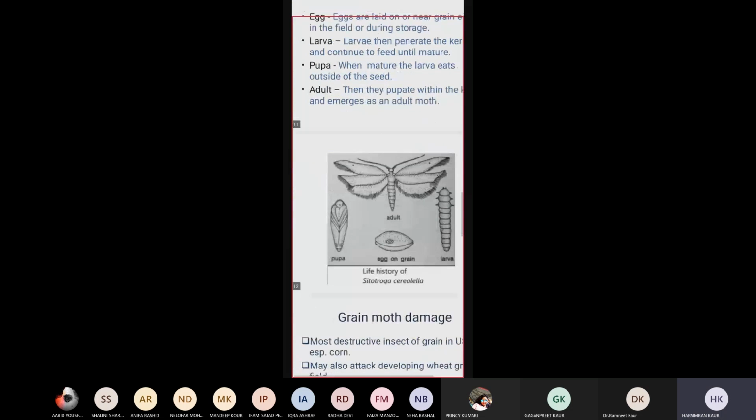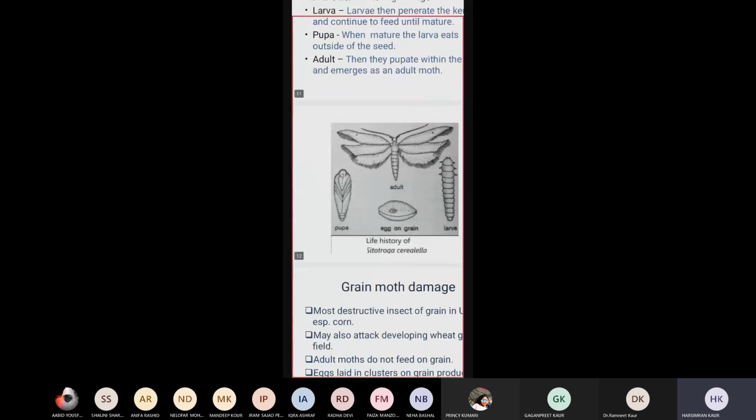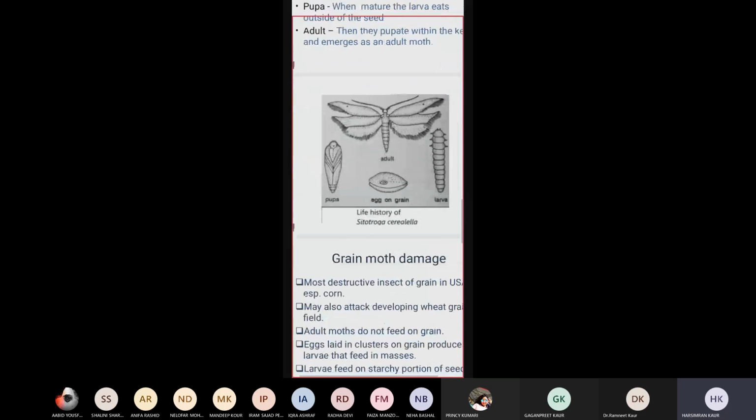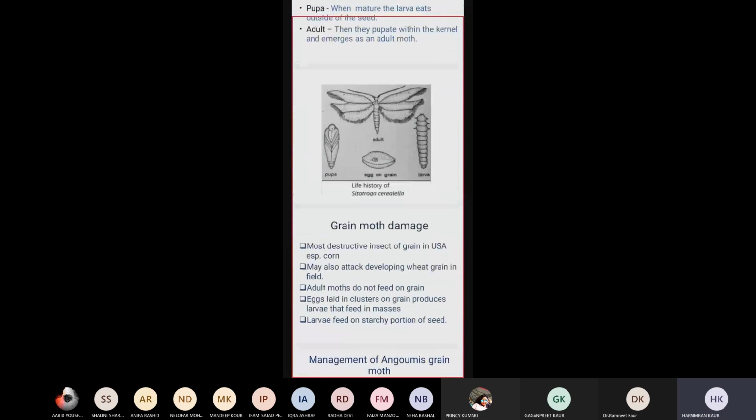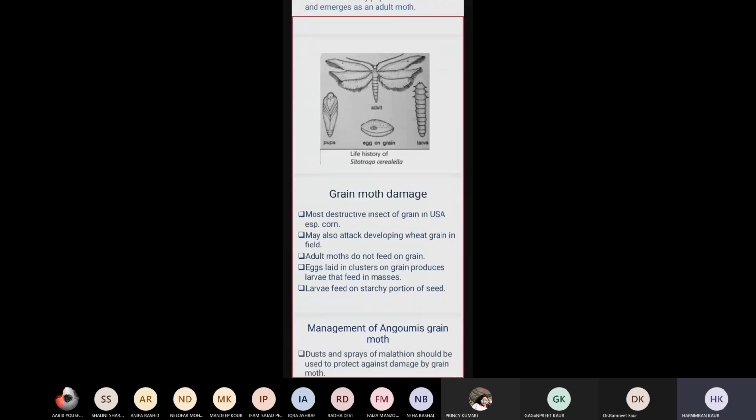Then Cytotroga cerealella grain moth damage. It is the most destructive insect of grain in USA, especially corn. It usually attacks developing wheat grain in the field. Adult moths do not feed on grain. Eggs are laid in clusters on grain, and produce larvae that feed in masses on the grain. Larvae further feed on the starchy portion of the seeds.